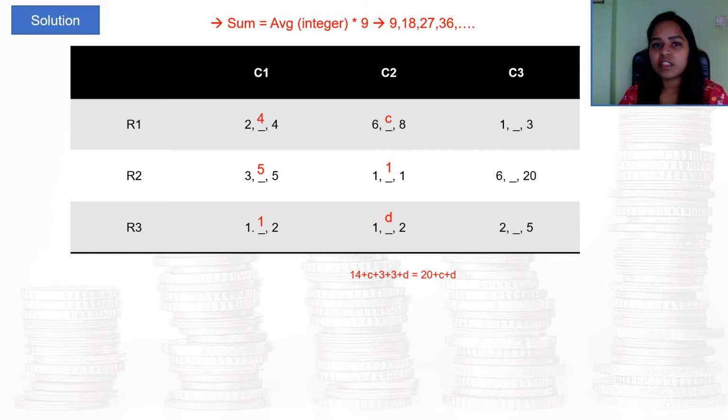Now this should be a multiple of 9. So we'll take all multiples of 9 which are greater than 20 as possibilities, right? So C plus D can hence be 7, 16 and so on. Now we know the limits for C and D.